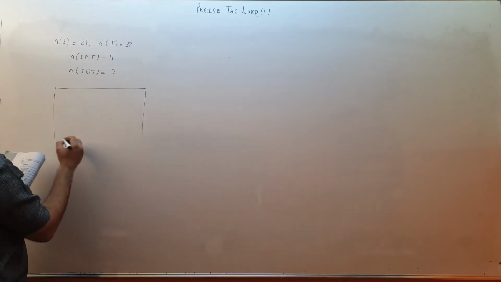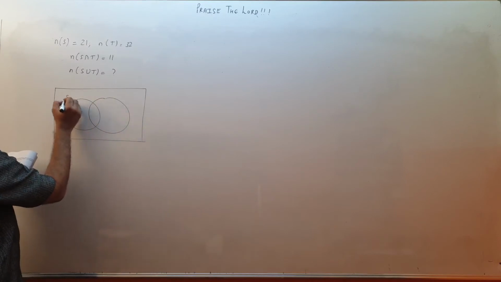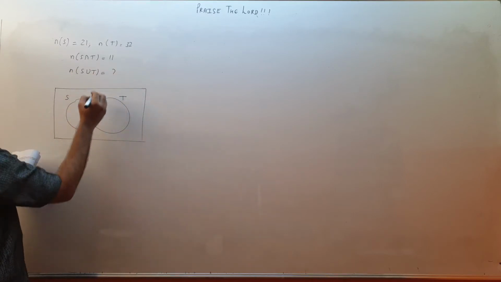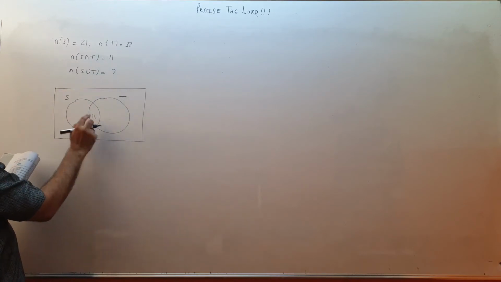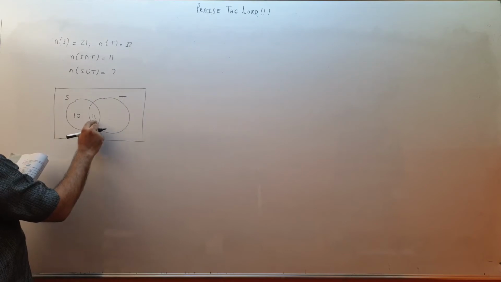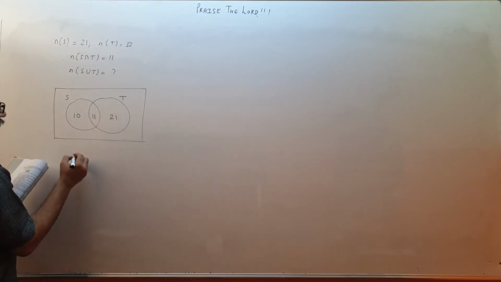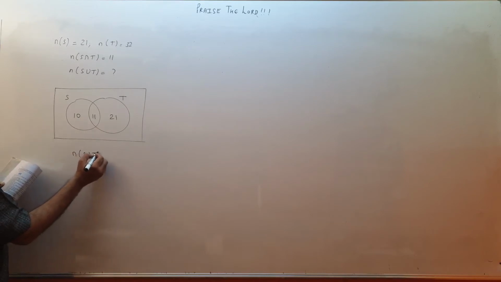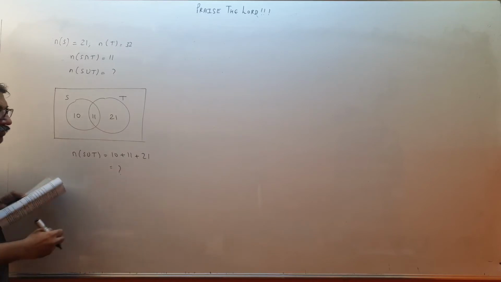Very easy, children. Again and again the same thing is coming. S and T, intersection is given, 11 here. S has got 21 elements, 11 gone, so this will be 10 over here. T has got 32 elements, 11 gone, how much will remain? 21. Total will be N of S union T, that is 10 plus 11 plus 21. How much?